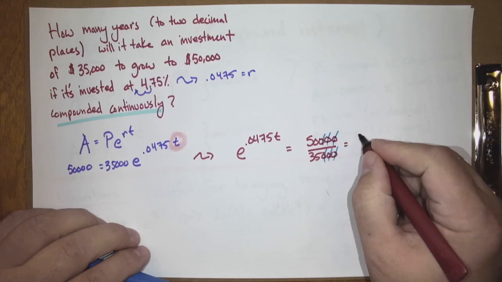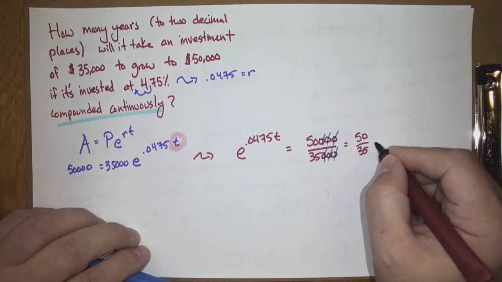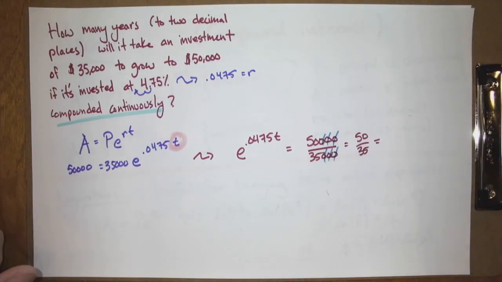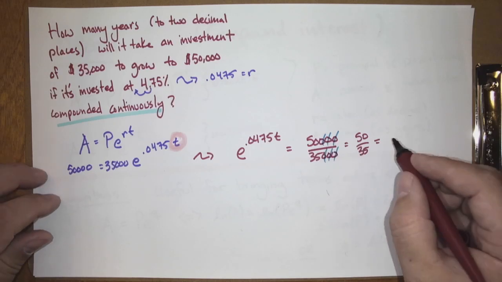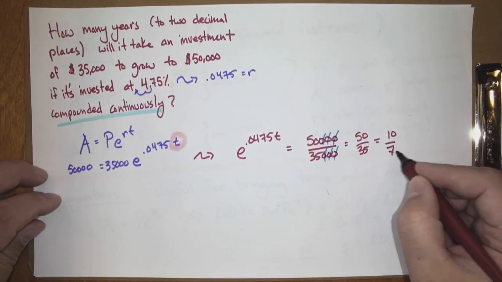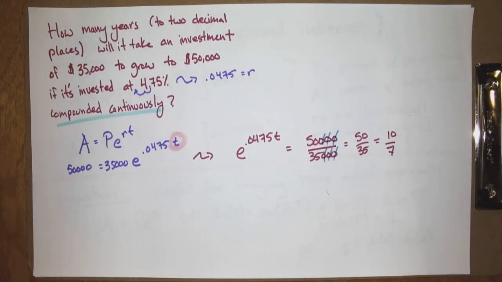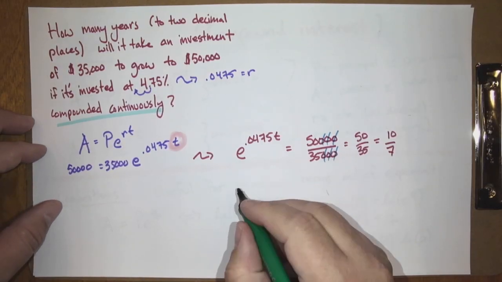And not that we have to do this, but might as well go one more step. 50 over 35, do they have anything in common? They have a 5. So you can factor out a 5 and cancel. You get 10/7. All right, now, how do we proceed? Well, we need to get the t out of the exponent. When you need to get t out of the exponent, what's your tool? Log! Yes! And here, we already have an e, perfect.